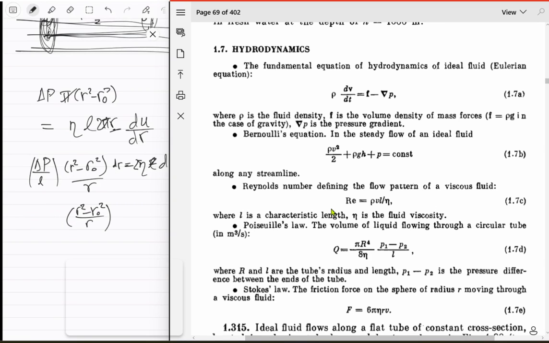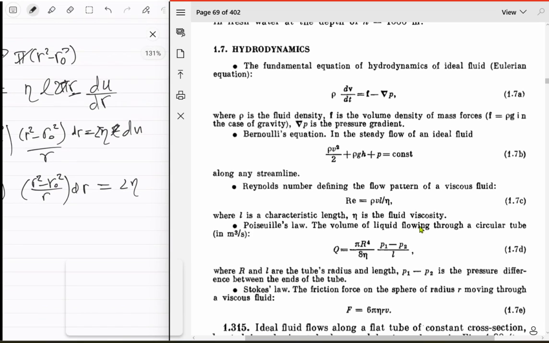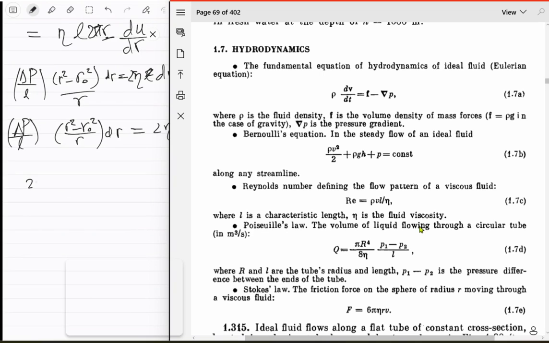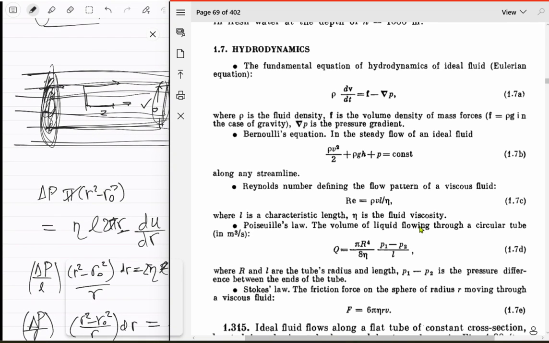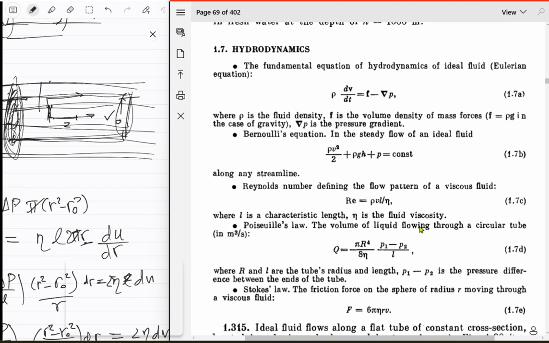I know it's a constant because that's what Poisson's equation tells us, that delta p upon L is in fact a constant, as you can see over here. But for now we're not going into that. Delta p upon L. Okay, you got this thing. dr is equal to 2 eta, then you just have du. Now just integrate this thing. So you just have 2 eta u going from, let's say, capital R to small r. So this will be R naught and this will be capital R, right?